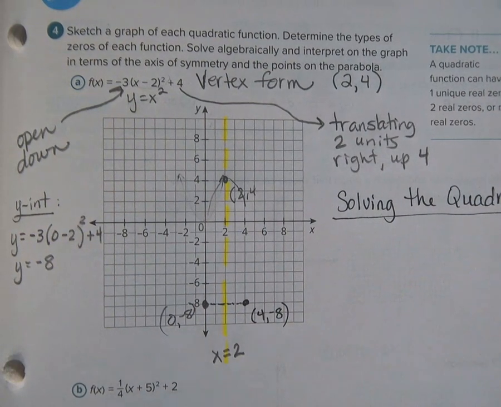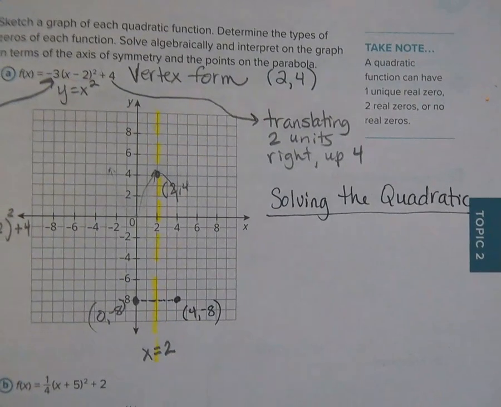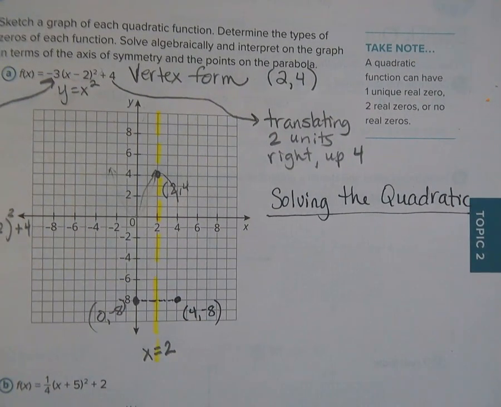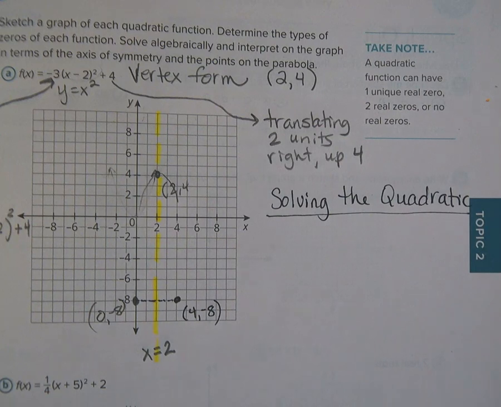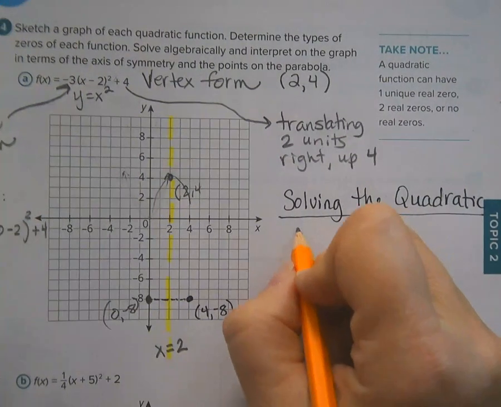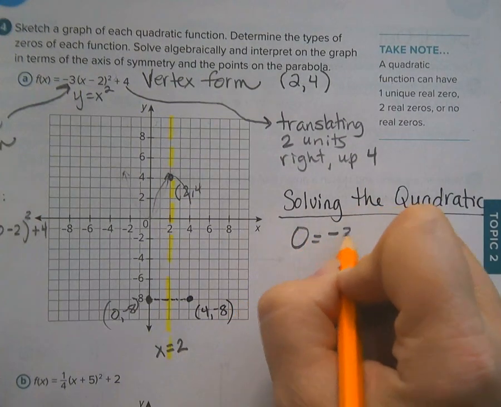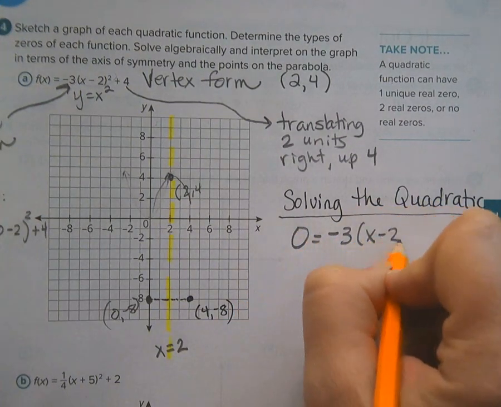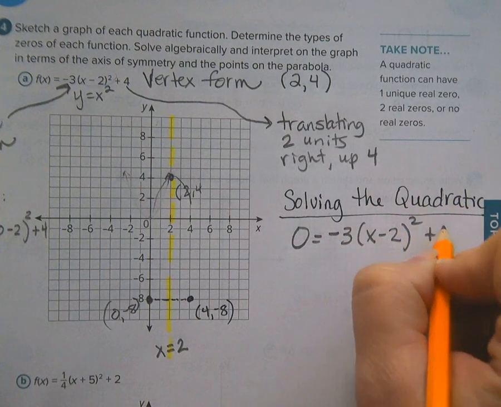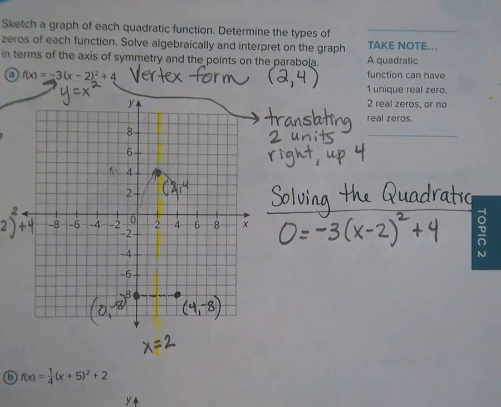And that's been our goal this whole chapter. Okay, you should be making notes here. What is the first step for solving a quadratic? Good job. You have to set it equal to 0. So we are going to write our equation like this. Set it equal to 0.